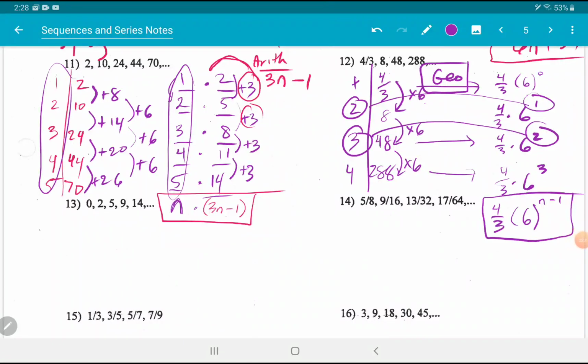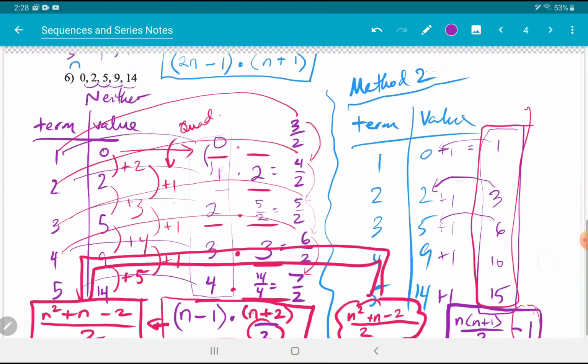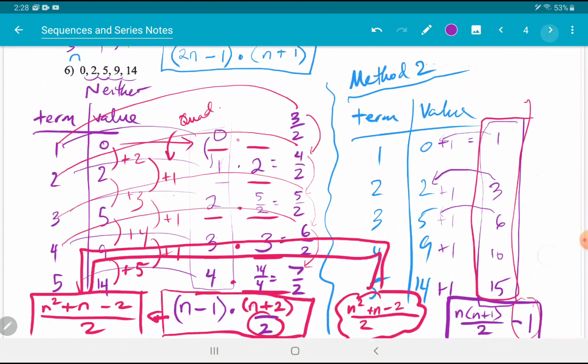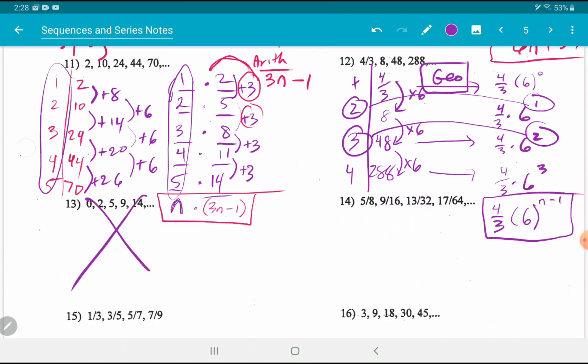Hey, we did this one already, didn't we? 0, 2, 5, 9, 14. Oh, look at that. That's number 6 on the previous page. All right. Skip. Let's go on. Number 14. Let's just do one more, and then I will leave the rest for us to do in our Zoom session this week, okay? So let's do number 14.